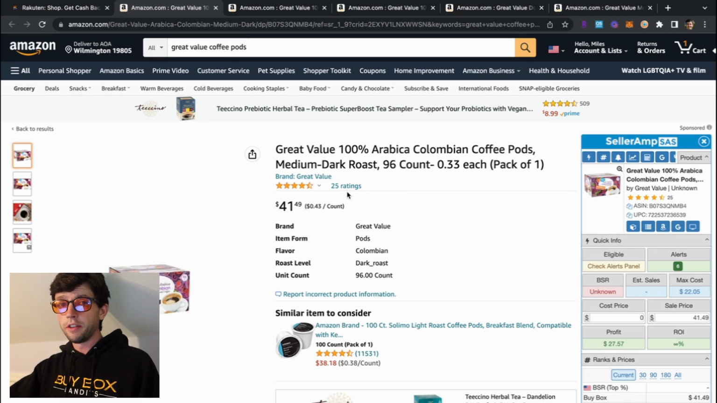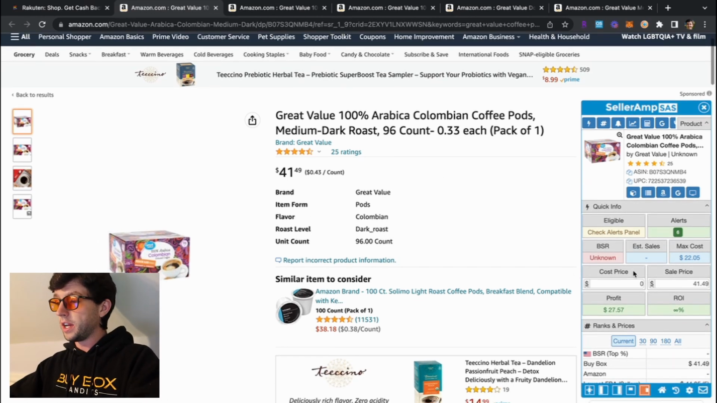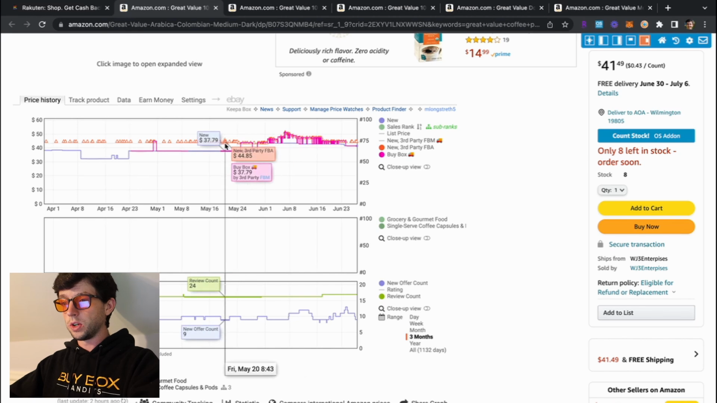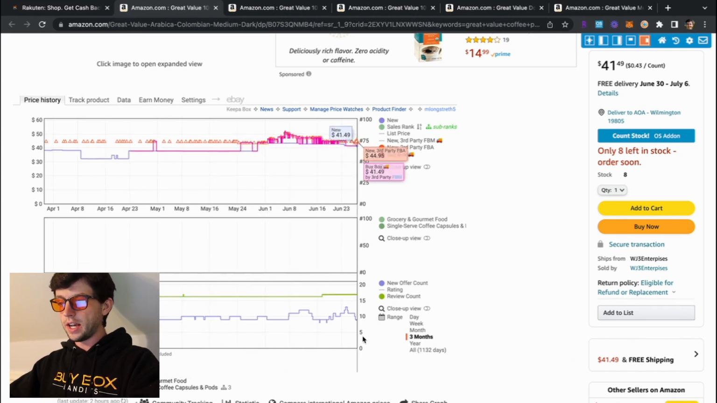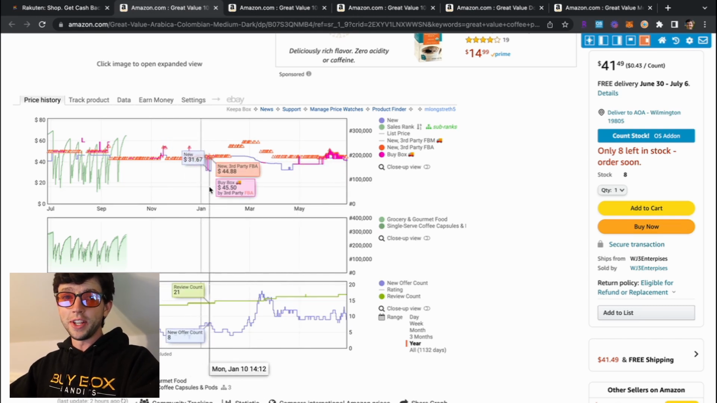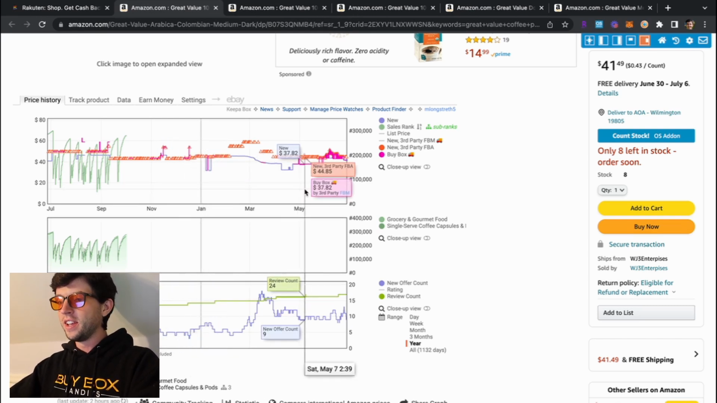So you see this has 25 ratings, so it is selling. Right here, it doesn't have a BSR, which isn't a bad sign. It just means naturally that stuff tends to have a little bit less volume. We can see there's tons of orange triangles. The buy box has some price action. We can see the offer count is going up and down, so we know people are selling it. The price stability here is great. This is a potential replen.